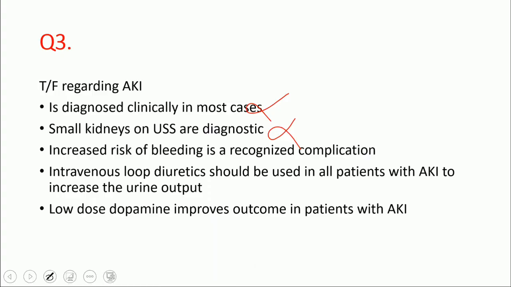Increased bleeding is a recognized complication. That is true, right? And that is because when you have uremia, you get lots of coagulation derangements. The coagulation pathway is messed up when you have high urea levels. So a manifestation of the high urea levels can be coagulopathies, right? Bleeding problems. It can cause coagulopathy, it can cause platelet dysfunction as well. So increased bleeding can be a result of either this platelet dysfunction or the coagulation problems, right?